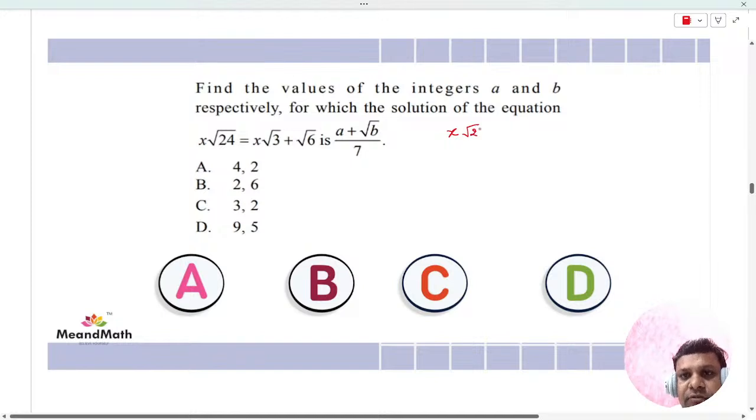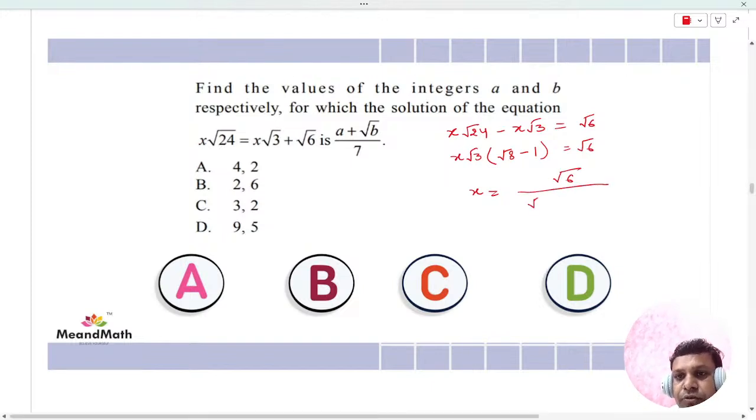x root 24 minus x root 3 is equal to root 6. Root 3 you can take as common. So this is x root 8. x root 3 can be taken as common, so this will be root 8 minus 1 is equal to root 6. So x is equal to root 6 upon root 3 into root 8 minus 1.